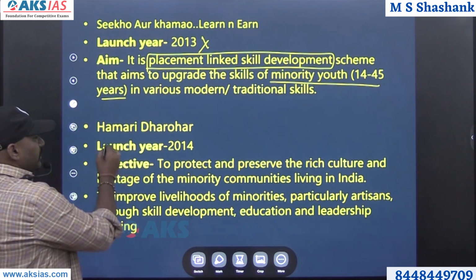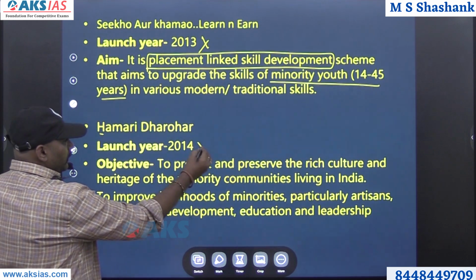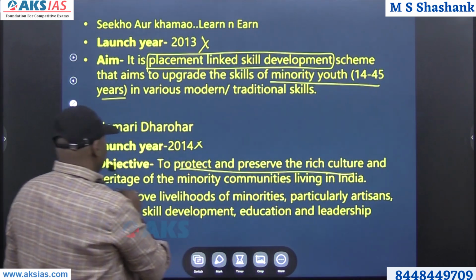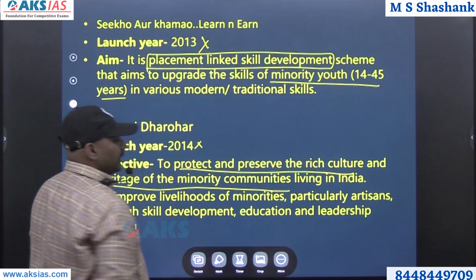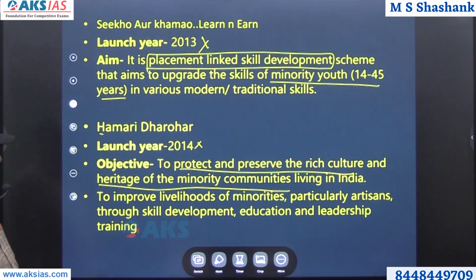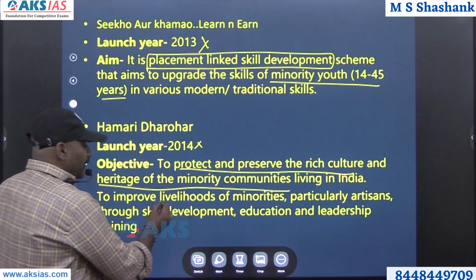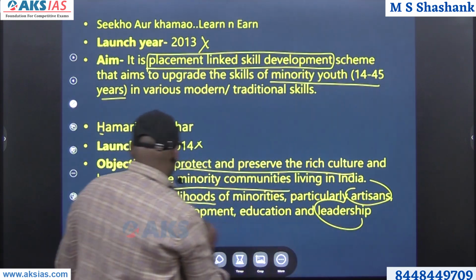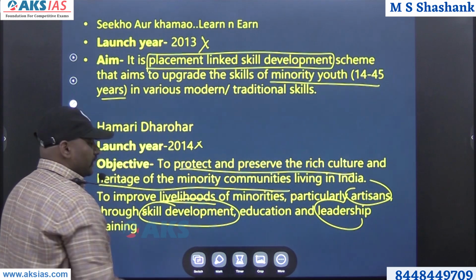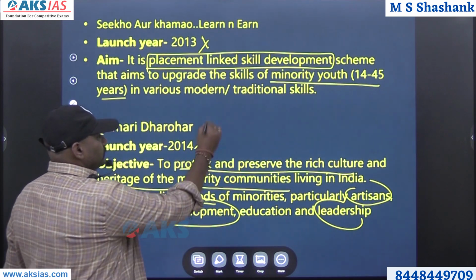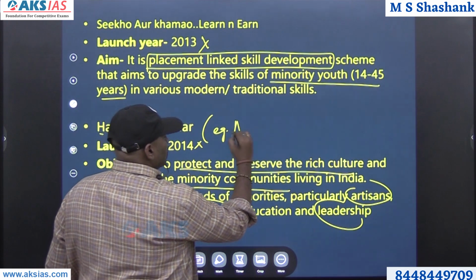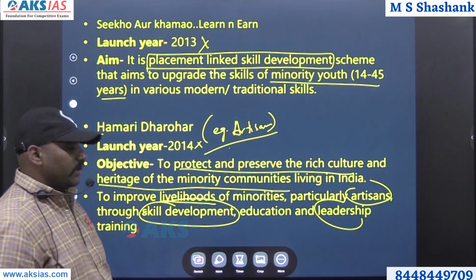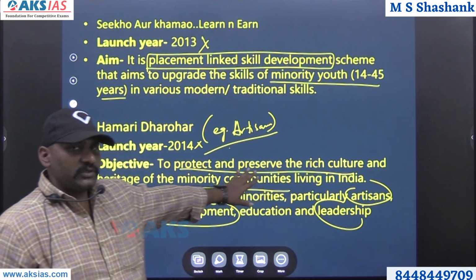Next, for Hamari Dharohar, launch year is 2014, not so important. Objective is to protect and preserve the rich culture and heritage of the minority communities living in India. So that is a highlight point. They do livelihood missions in minorities, particularly among artisans as well as through skill development programs. The best example for this is artisans, those who make artwork, craft, pottery and all that. So for them, if you know this, that's sufficient.